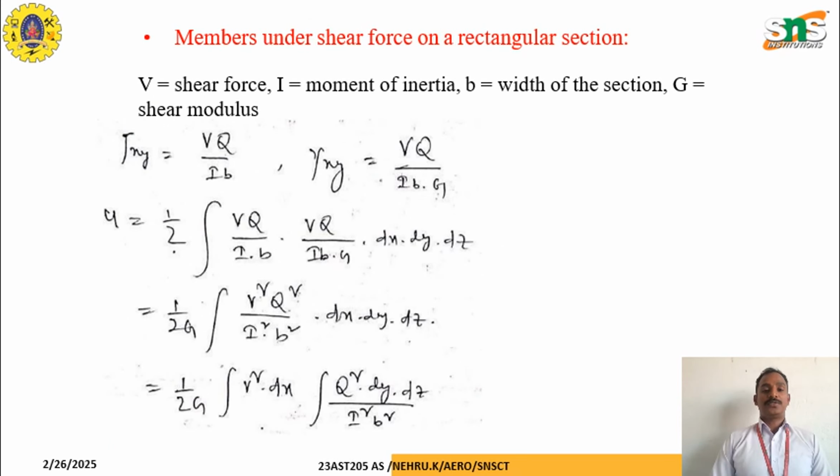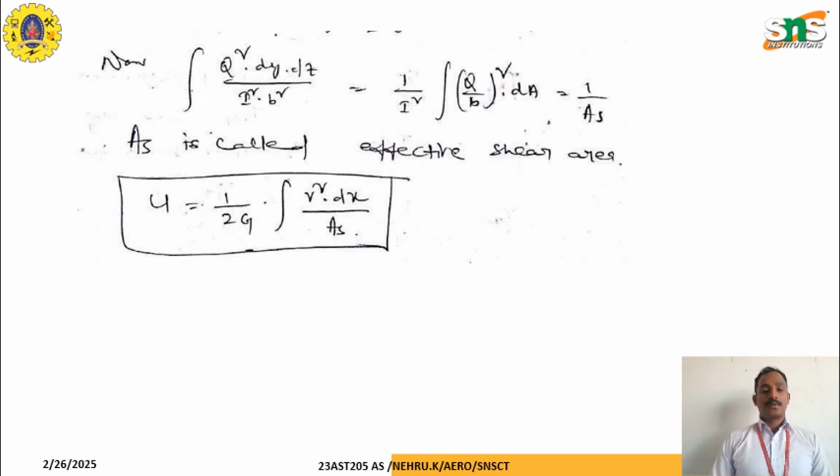For a member under shear force on a rectangular cross sectional area, V is the shear force, I is the moment of inertia, B is the width of the cross section, and G is the shear modulus. So tau xy equals VQ by IB, that is the shear stress equation. Strain energy U will be half times the integral of VQ by IB times VQ by IB divided by G. So finally we'll get U equal to half times 1 by G times the integral of V square dx by As.